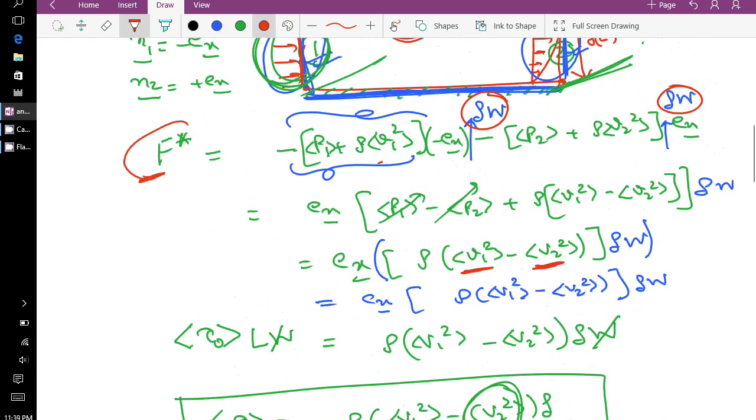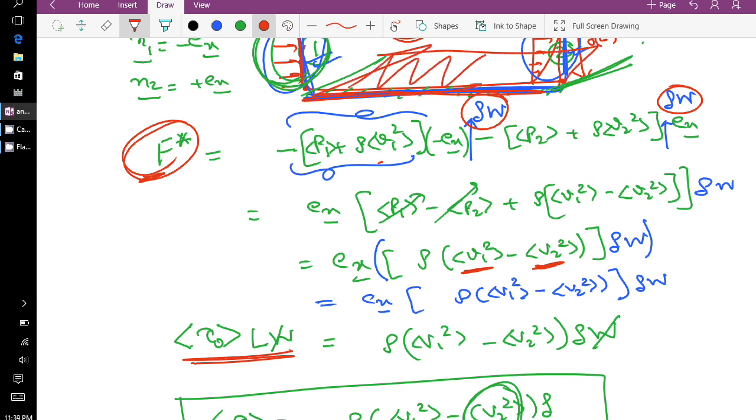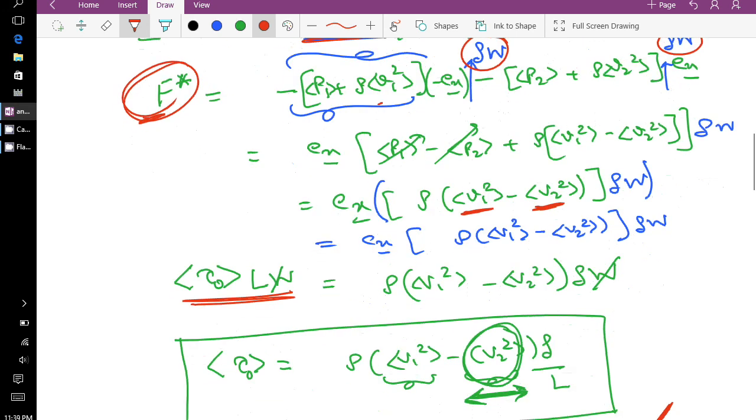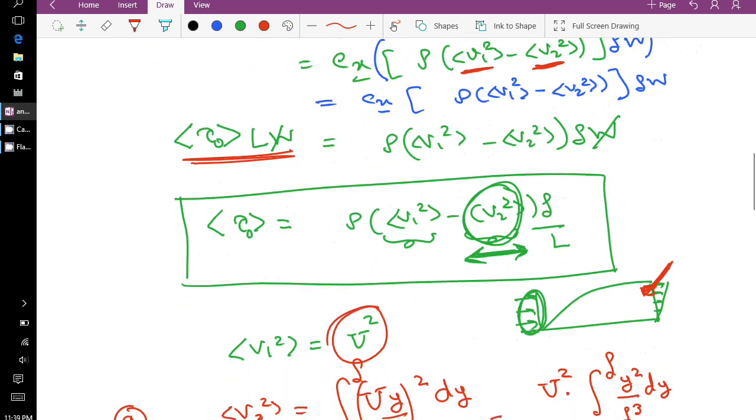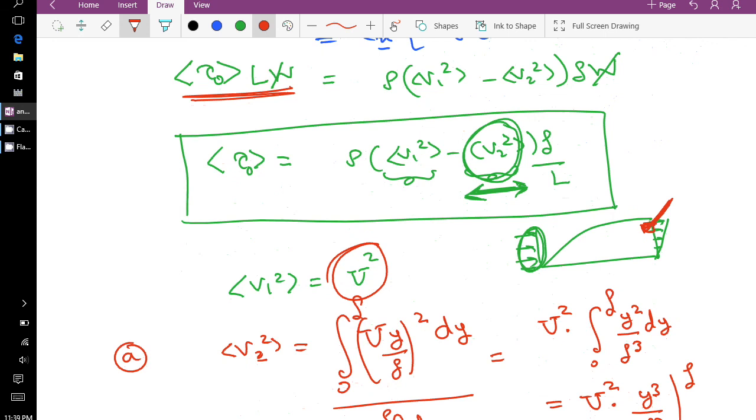Using F star as tau naught times length times w, which is the width, because stress acts on this side of the plate, this part of the plate, we can just get tau naught in terms of delta by L, and all we need to do is evaluate. So v1 square is simply U square, because velocity is constant everywhere here. So the mean is also the mean square, everything is basically just U. So the mean of the squares is equal to U square.